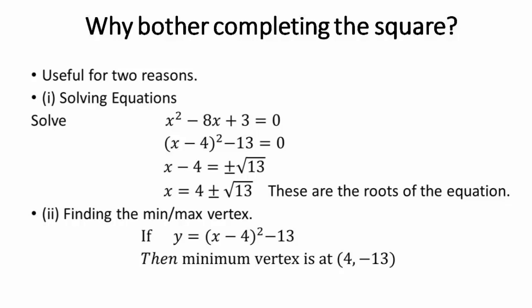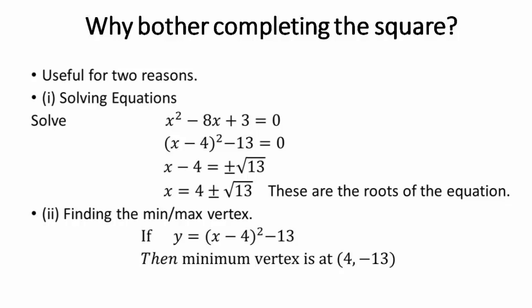Okay, that's one reason we use completing the square. The other reason we use it is to find the minimum or maximum vertex. If you've got x squared minus 8x plus 3 equals y, and you want to find the minimum vertex, the easiest way to do that is to complete the square on it. So we have y equals x minus 4 squared minus 13. Then you can immediately see that the minimum vertex, which is where y is minimized, is going to occur at negative 13. That's the y value, not the x value.